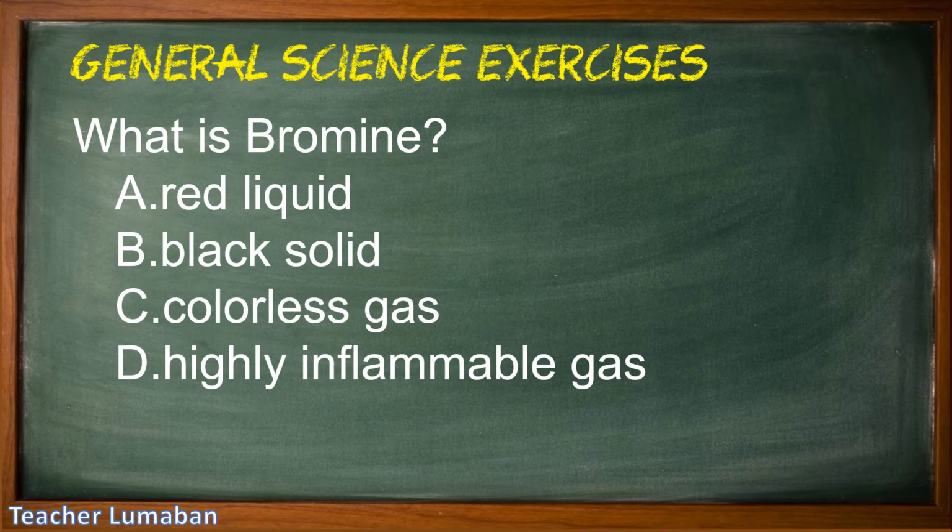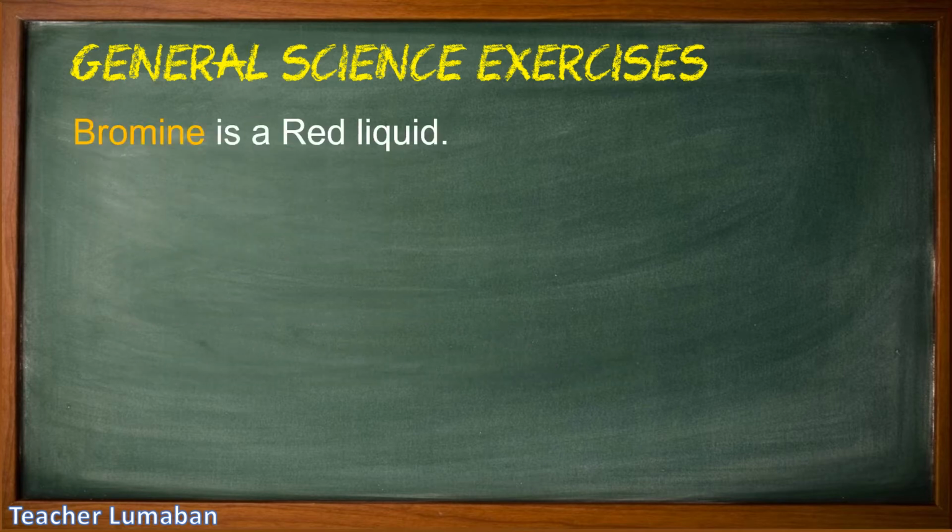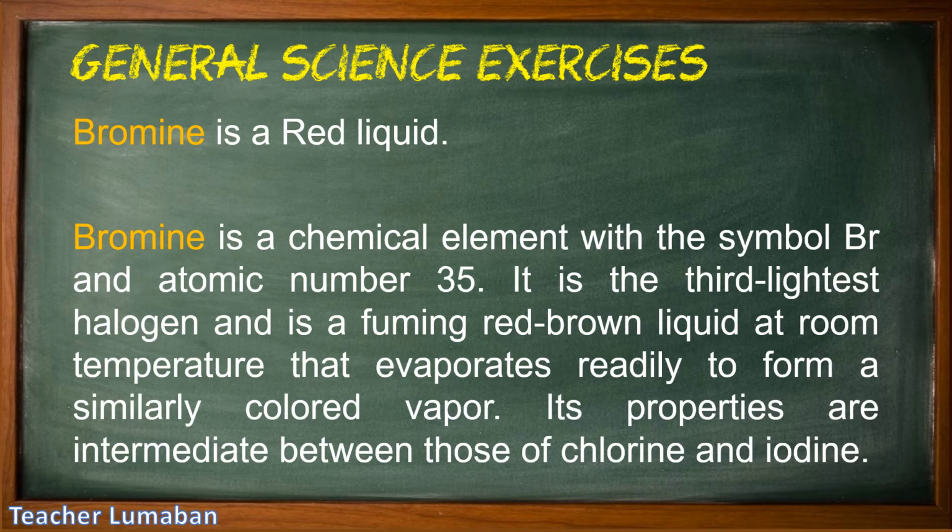The suitable description is letter A, red liquid. Bromine is a red liquid. Bromine is a chemical element with the symbol Br and atomic number 35. It is the third lightest halogen and is a fuming red-brown liquid at room temperature that evaporates readily to form a similarly colored vapor. Its properties are intermediate between those of chlorine and iodine.